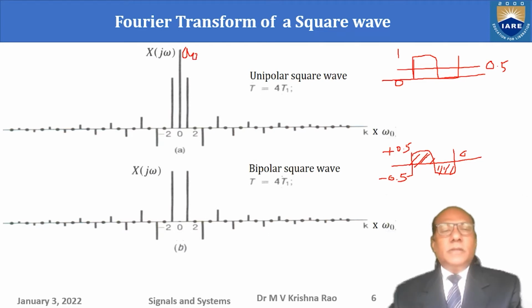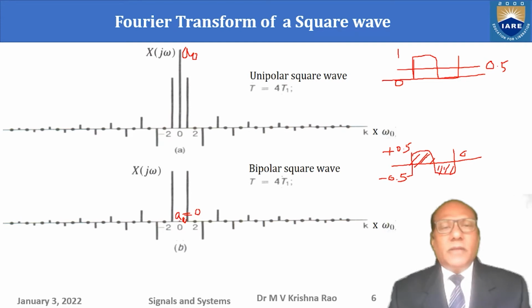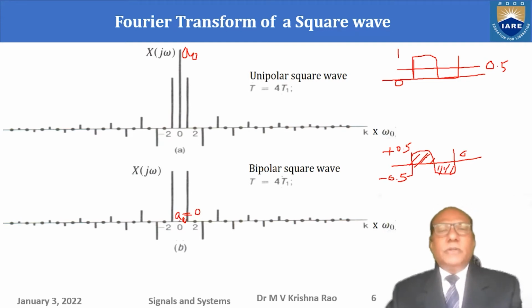Okay. Then if I take the bipolar square wave, because the DC value is 0, A0 is 0 here, correct? A0 equal to 0. In the middle, A0 is there. All other coefficients are intact, they are the same except for A0, because A0 corresponds to the DC value.